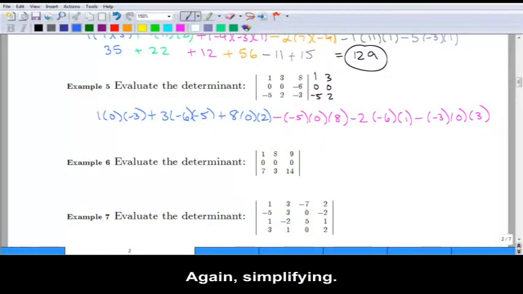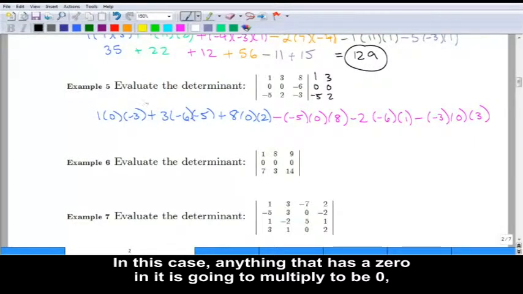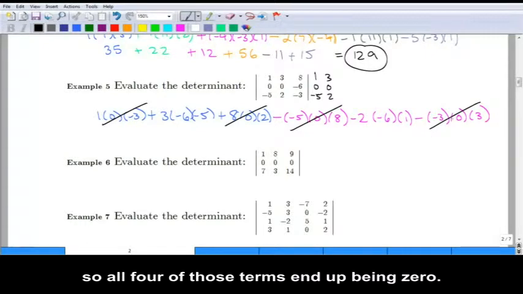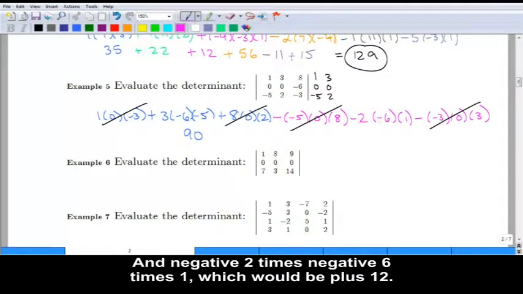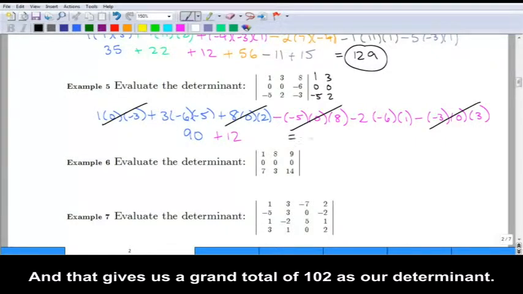Again, simplifying, in this case, anything that has a 0 in it is going to multiply to be 0, so all four of those terms end up being 0. We're simply left with 3 times -6 times -5, which would be 90, and -2 times -6 times 1, which would be plus 12, and that gives us a grand total of 102 as our determinant.